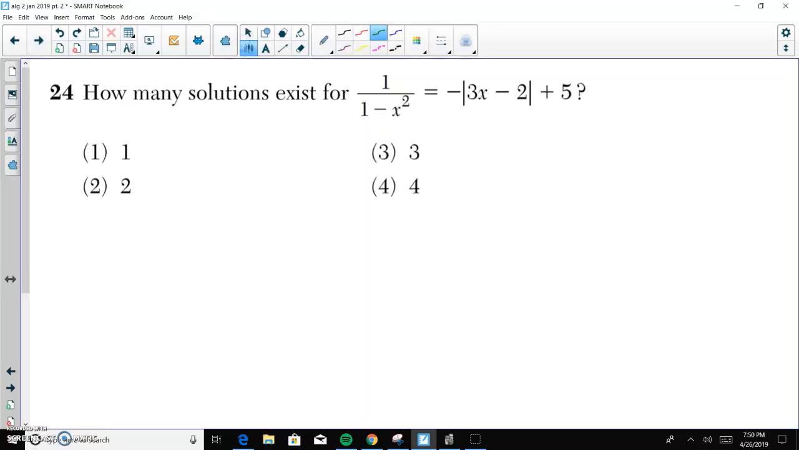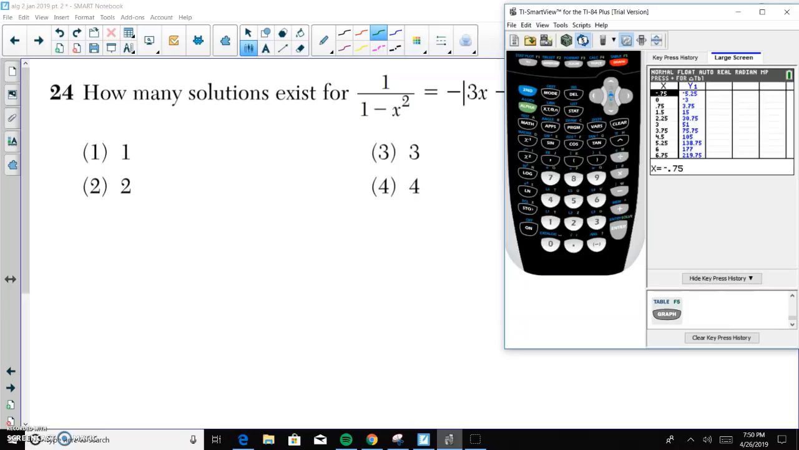Alright, the last one, number 24. How many solutions exist for 1 over 1 minus x squared equals negative absolute value of 3x minus 2, plus 5? Alright, so for this problem, you could go into your calculator. This problem is really not that difficult. It looks like it is, but with the calculator it's not.